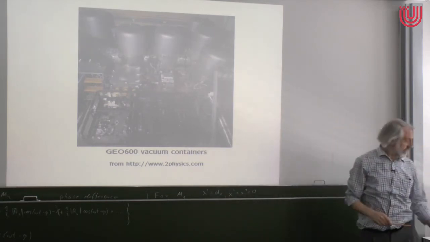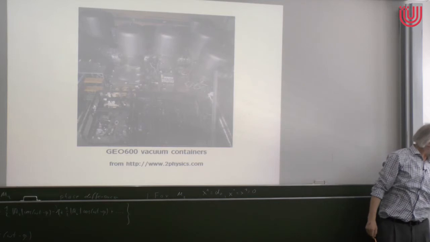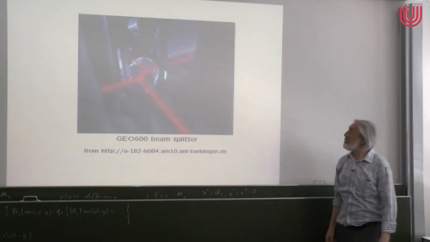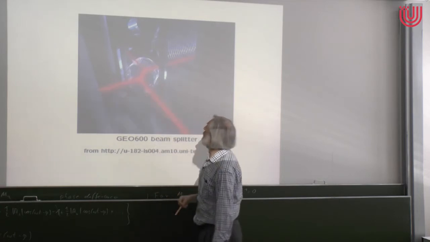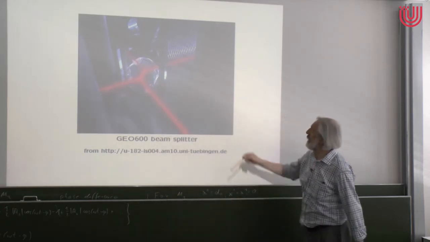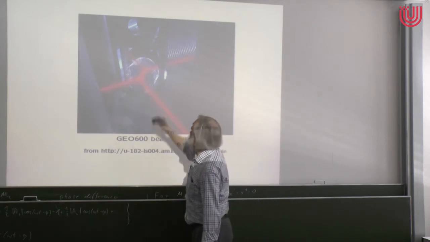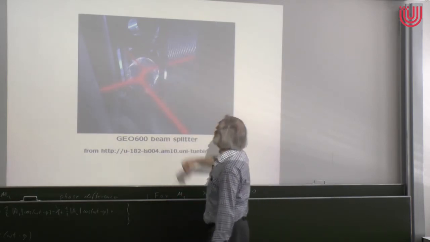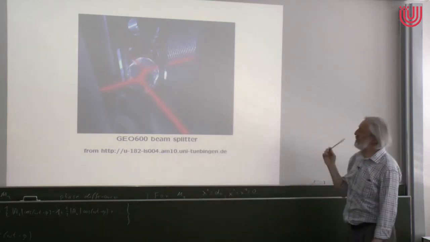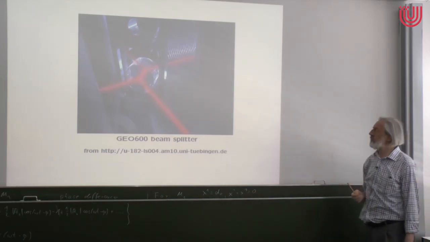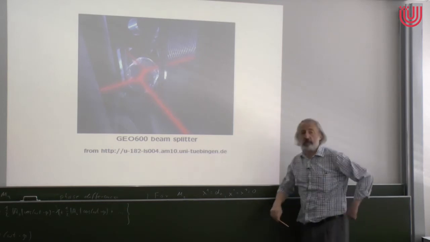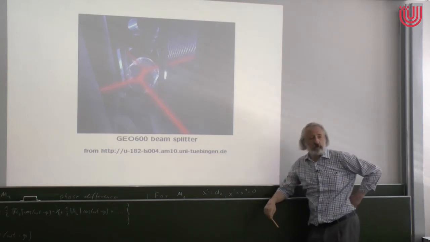So the squeezed light is fed into the system in this way. And in the next picture, we can look inside one of these containers. So this is the beam splitter. Here's a laser beam coming in. And here's squeezed light coming from another direction, and then it goes through the beam splitter. Actually, the laser beam is not visible, the one which they are using at GEO 600. I said already it's at 1,064 nanometers.